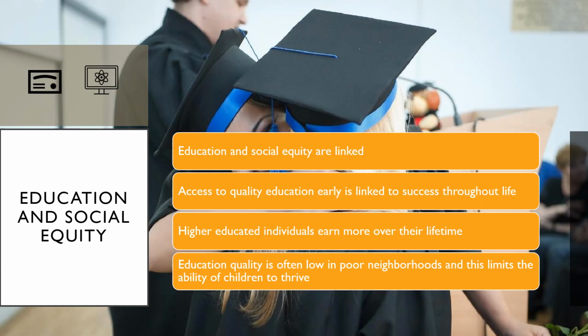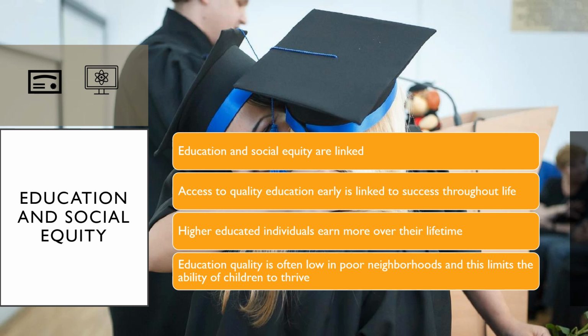So we know that education and social equity are connected. Access to quality education early is linked to success throughout life. And we know that higher educated individuals earn more over their lifetime. And we know that education quality is often lower in poor neighborhoods and that this limits the ability of children to thrive. So, how is this connected to public budgeting?